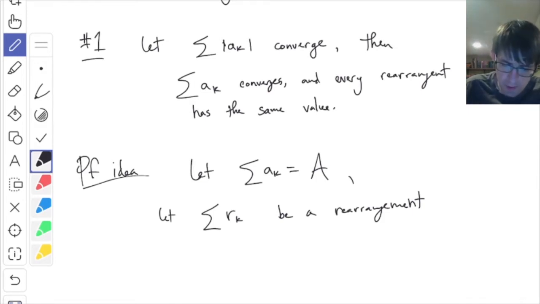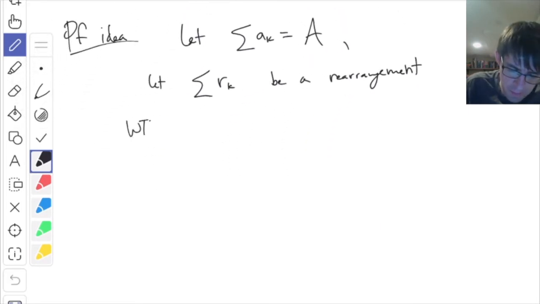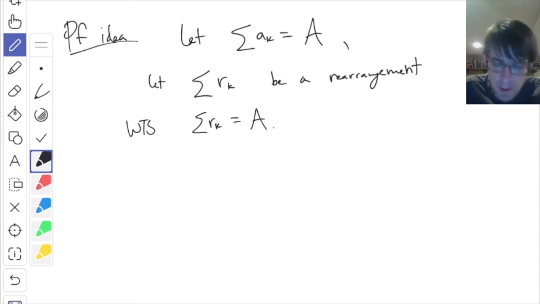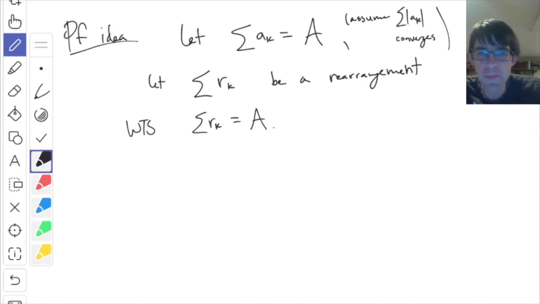So let RK be some rearrangement, and then we want to show that the series of RK also equals A. Of course, we're assuming that it's absolutely convergent, right? That's the key assumption that makes all of this true, that the series is also converging when you put absolute values. Okay, let RK be a rearrangement, and we want to show that RK also converges to the same value, and somehow this is going to involve taking absolute values of the individual terms. All right, how do we make this work?